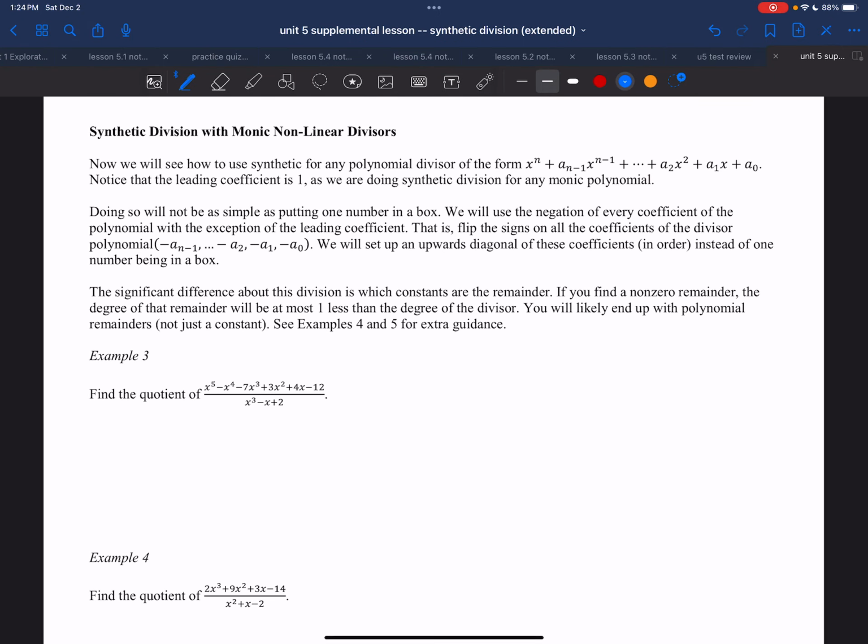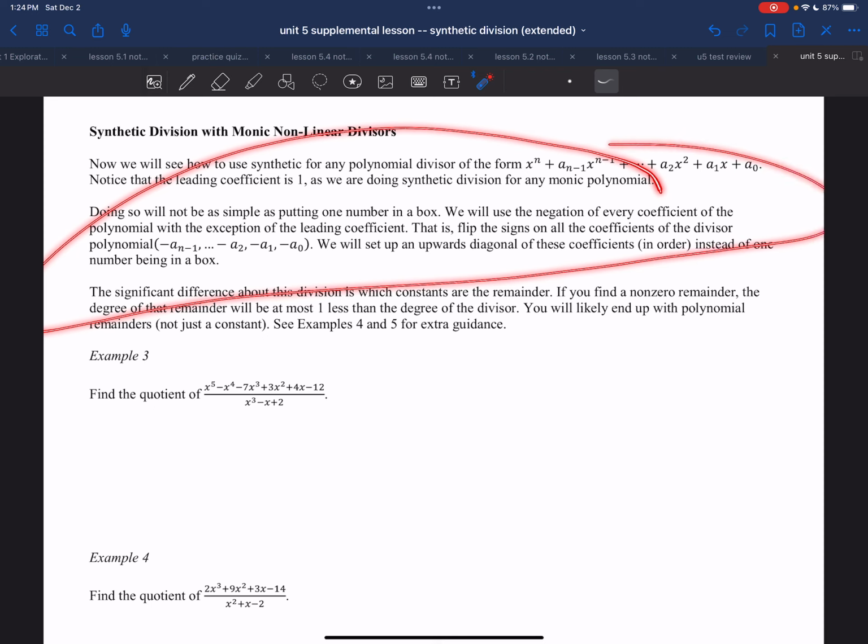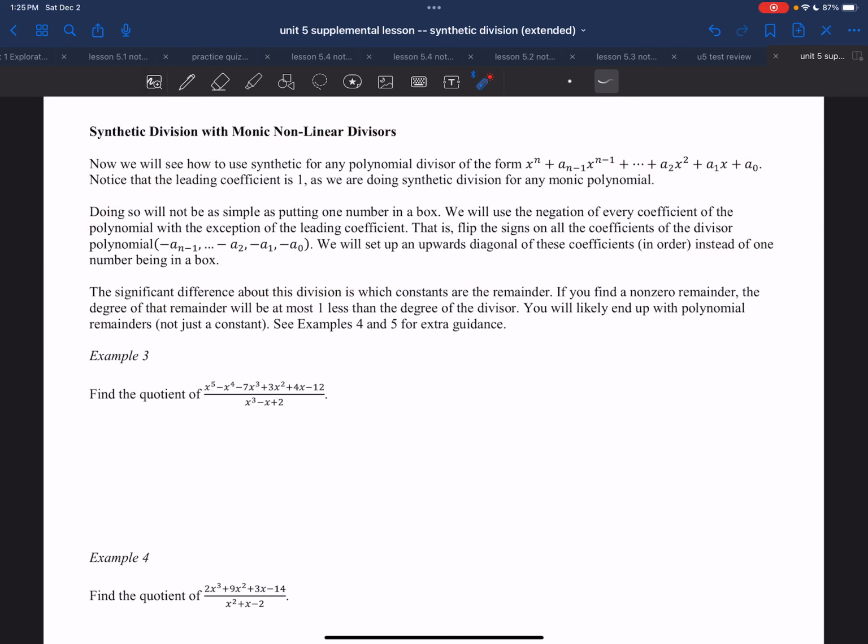Next, we're going to do synthetic division of monic nonlinear divisors, meaning 1x squared plus blah, blah, blah, or 1x cubed plus blah, blah, blah, right? And so you can see all this mathematical jargon I've put up here. It's a polynomial where the leading coefficient is 1. That's it. That's what we're concerned with. Now, this is where it gets a tad different, a little more complicated, but relatively the same process.